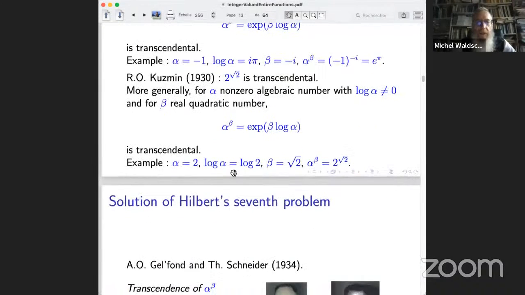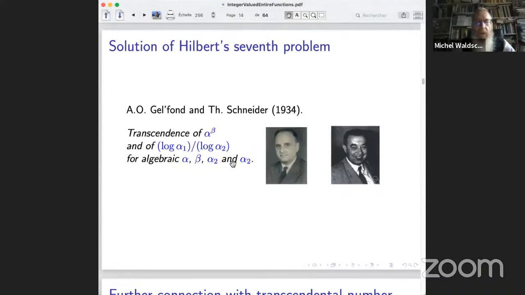And the general case came 4 years later, but the general case was not based on the same method, which is an interpolation method. It was based on a method introduced by Siegel using an auxiliary function. And the result is the full solution of Hilbert's seventh problem: the number alpha to the beta is transcendental when alpha and beta are algebraic numbers, beta is an irrational number, and log alpha is non-zero.